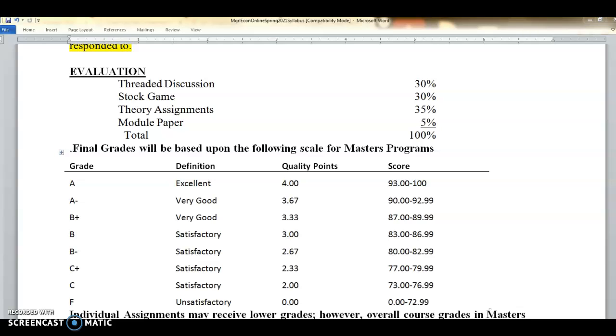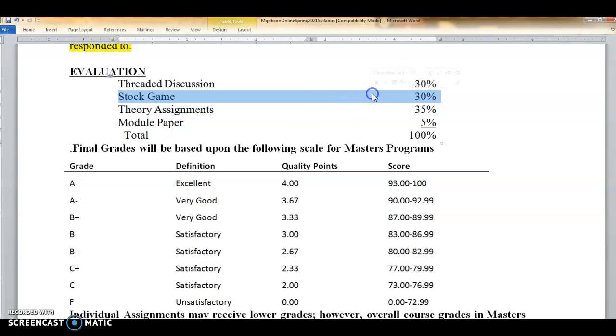Hello everyone, we have a Screencast-O-Matic video here about the stock game. The stock game is a significant part of the evaluation for the class, so I want to try to give a little bit of background about what you're doing, a little bit of information about what the stock game is, and show you what it kind of looks like.